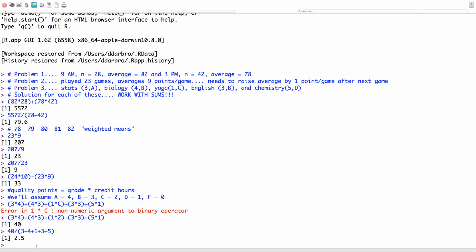And again, calculating GPAs for semesters, calculating how many points a player needs to raise a batting average, or combining averages from 2 classes as we did in problem 1, this all falls under the heading of working with weighted means.